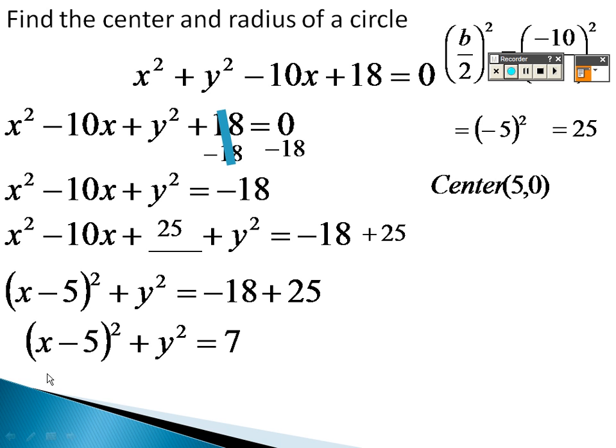This one is done. So it's a y squared, and negative 18 plus 25 is 7. So the center is the opposites, so positive 5 and 0, and the radius is the square root, because you have to square root that number, so it's the square root of 7.